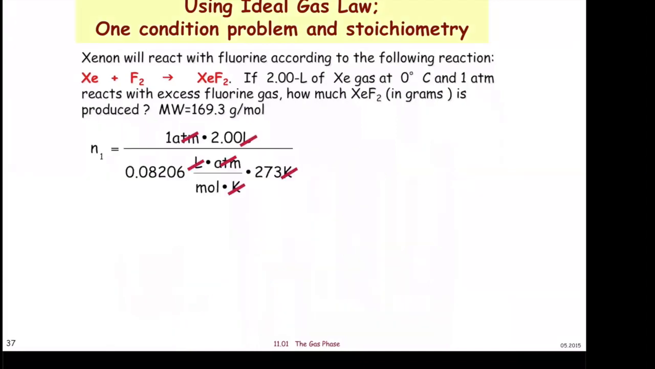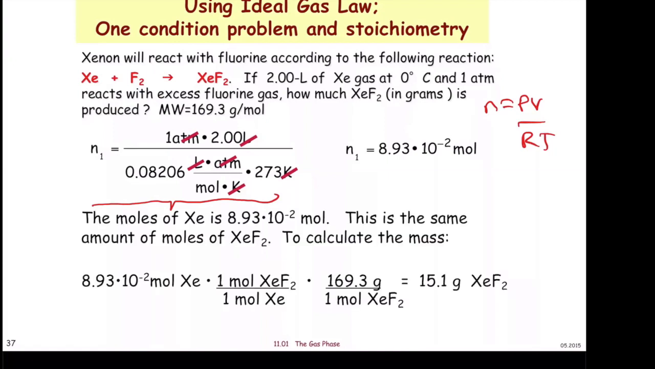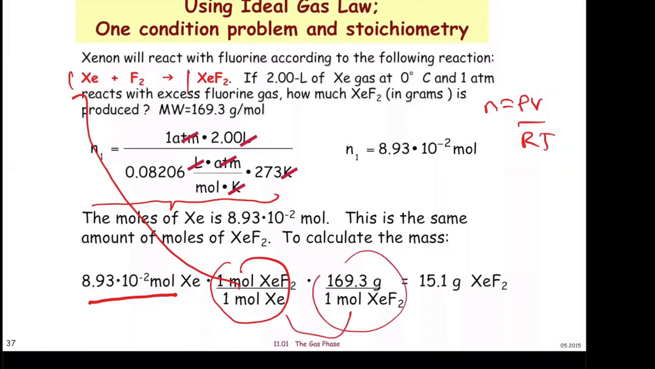Here, I did it the long way just to show you that you'll get to the same place. I use n equals PV over RT. Again, you can see that this particular calculation is more involved than 1 mole equals 22.4. But once you get this value, it's basically the same as we discussed. You use the mole ratio from the balanced equation. Then you use the molar mass to calculate the mass of xenon fluoride. Again, as long as you can calculate moles, you can do stoichiometry.